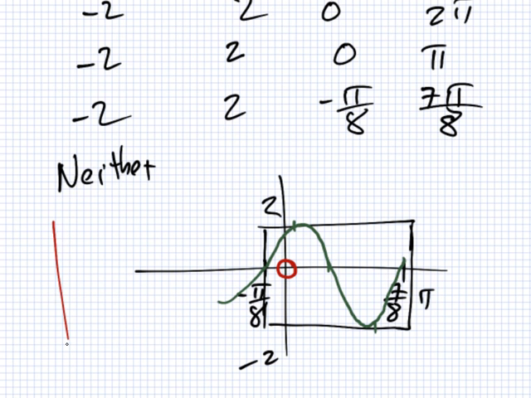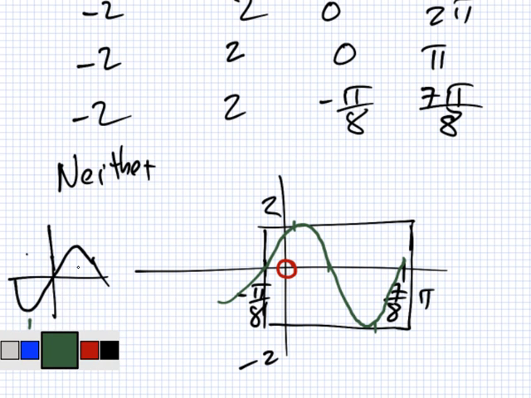Yeah, because I said for odd it has to be the same in the opposite corners, which kind of forces it to pass through the origin. Say again? Sine passes through the origin. If you look at the sine graph, it goes like this, so it's the same in opposite corners.